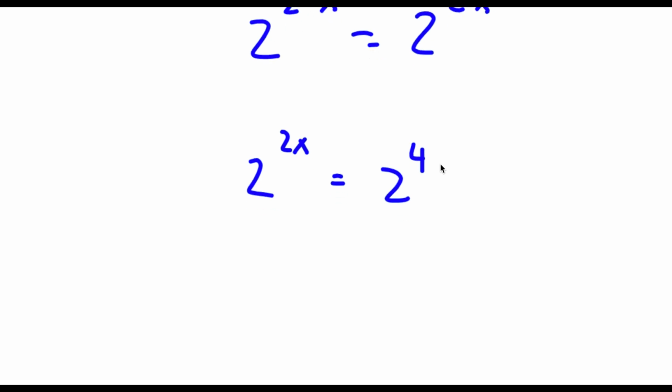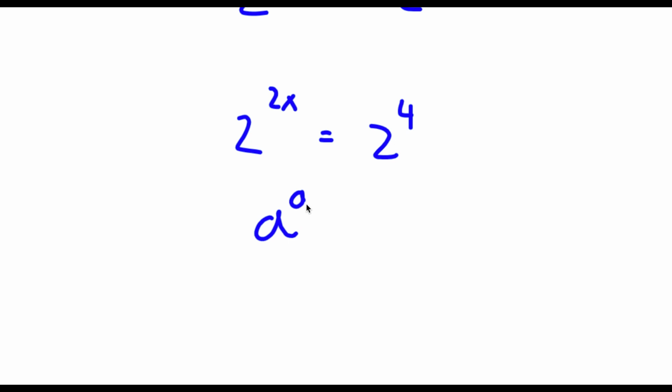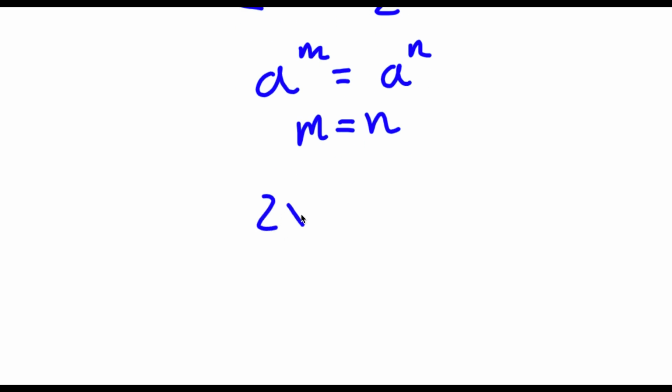Now, if I have something in the form a to the power of a is equal to b to the power of b, then this means that if I have something in the form a to the power of m is equal to a to the power of n, this means that m is equal to n. So in this case, 2x is equal to 4.